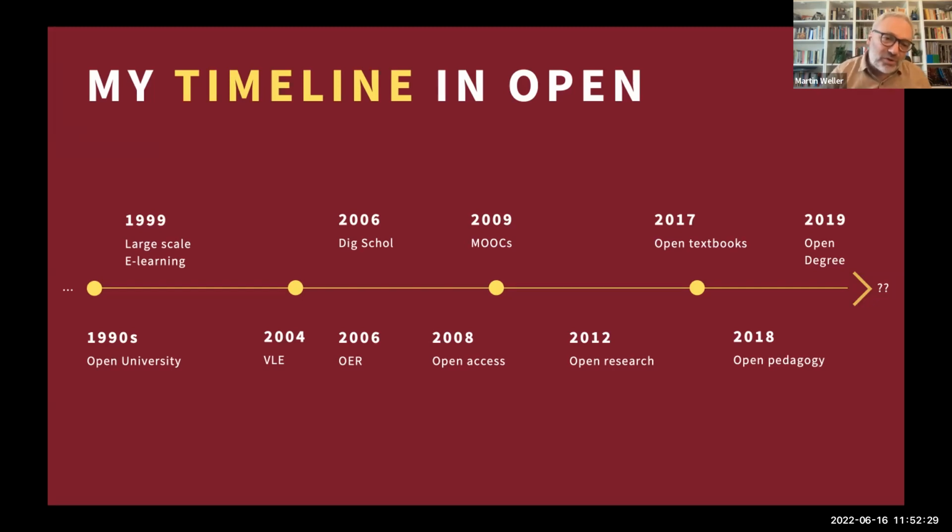I launched the OU's first fully online course in 1999. I actually had 15,000 students. So, before MOOCs were a thing, although they had to pay for that, it was demonstrating the idea that you could really deliver this kind of open education online.